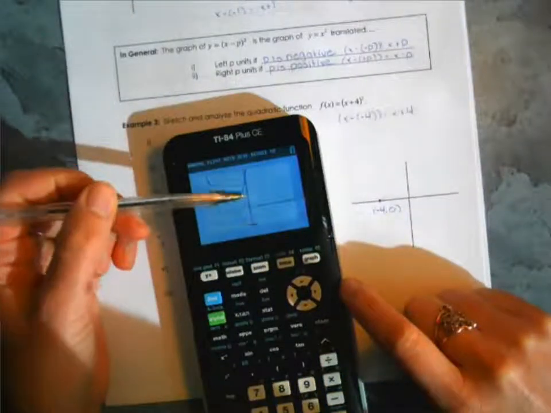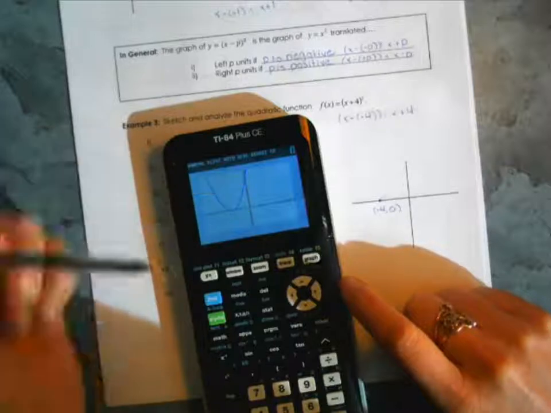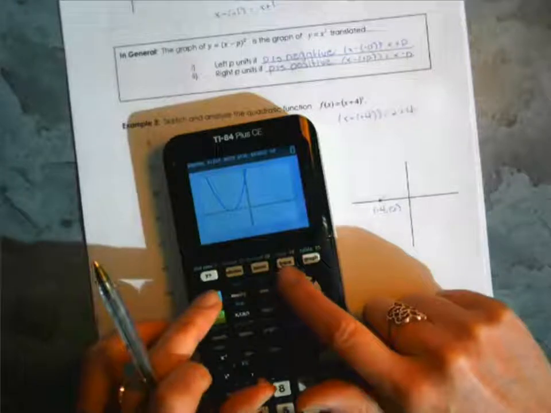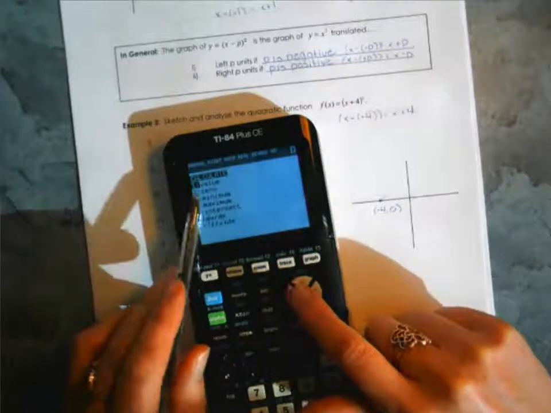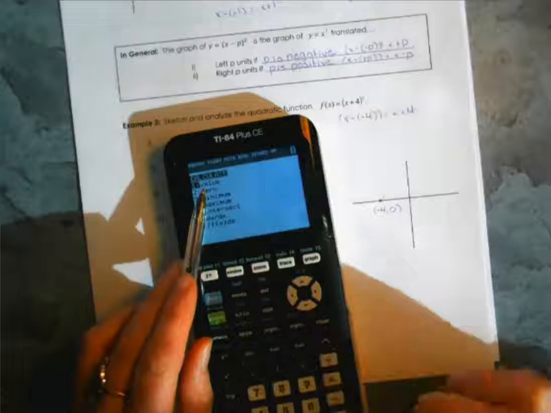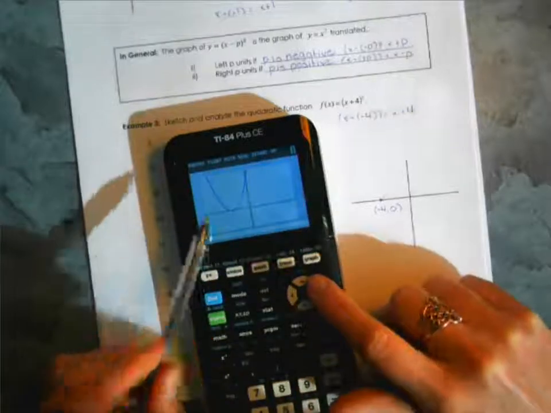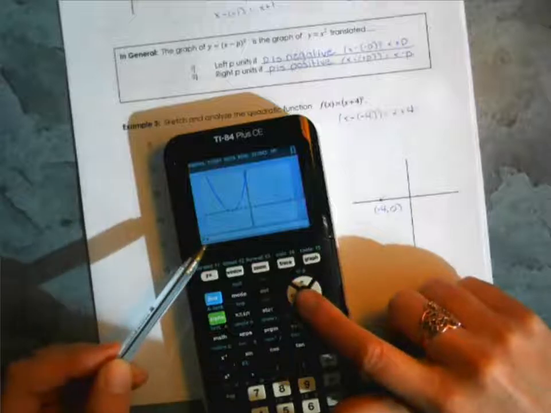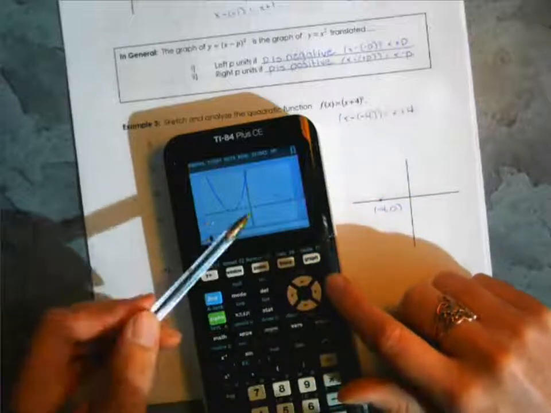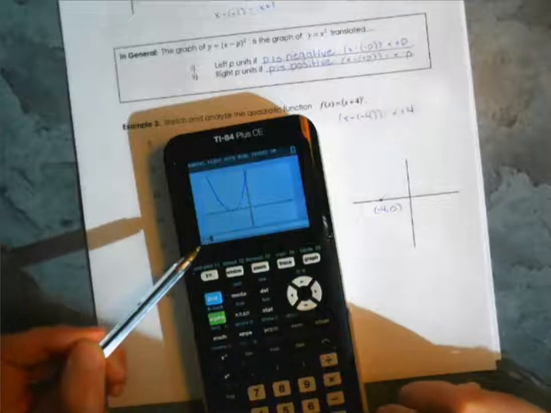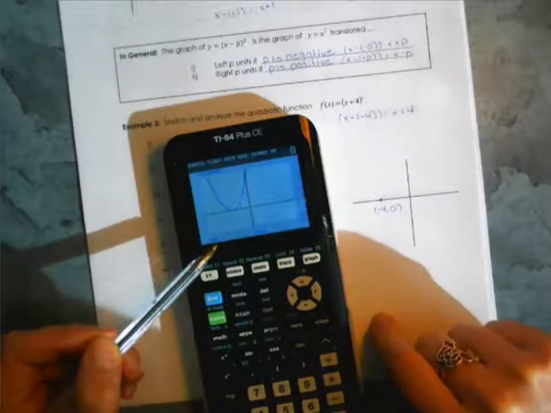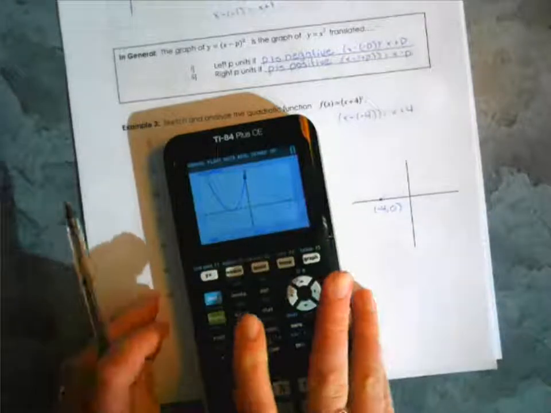Now, technically for a graph that's this simple, you could just count them, but if we want to be really specific, we can again go second function trace, but this time instead of hitting 0, we want to hit value, because this means we can put in, if x is equal to something, what would y be equal to? And we know that at the y-intercept, x is always 0, so we can say x equals 0, enter, and there it shows us when x is 0, y is equal to 16. Okay, so that's where it's crossing over here.